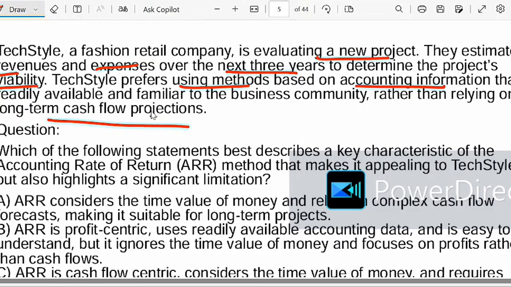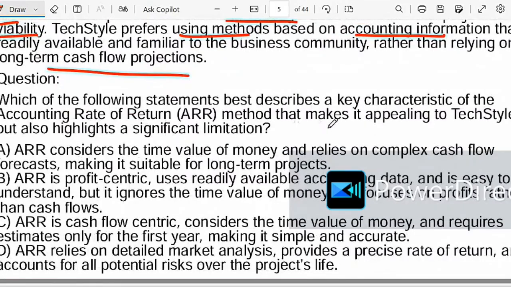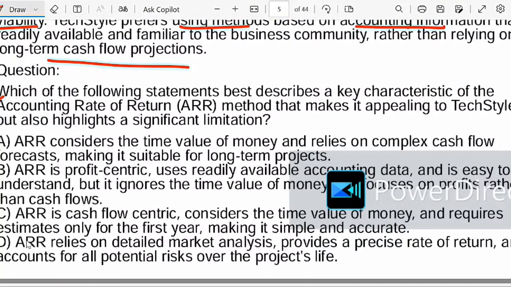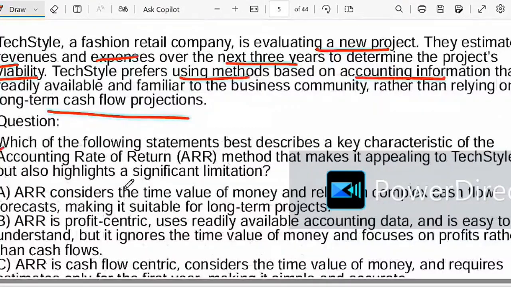Which of the following statements best describes a key characteristic of the accounting rate of return method that makes it appealing to Take a Style, but also highlights a significant limitation? So this question is about ARR, accounting rate of return. Option A, ARR considers the time value of money and relies on complex cash flow forecasts, making it suitable for long-term projects. Option B, ARR is profit-centric, uses readily available accounting data, and is easy to understand, but it ignores the time value of money. Option C, ARR is cash flow centric, considers the time value of money, and requires estimates only for the first year. And option D, ARR relies on detailed market analysis, provides a precise rate of return, and accounts for all possible risks.